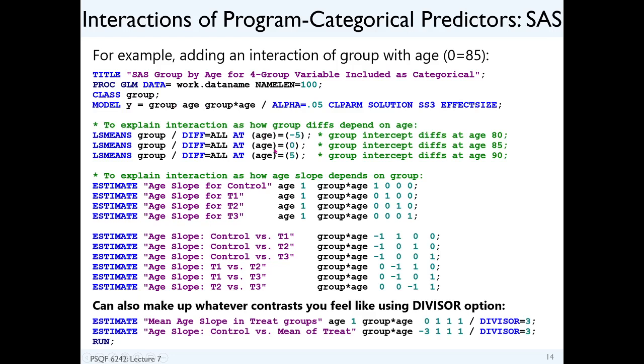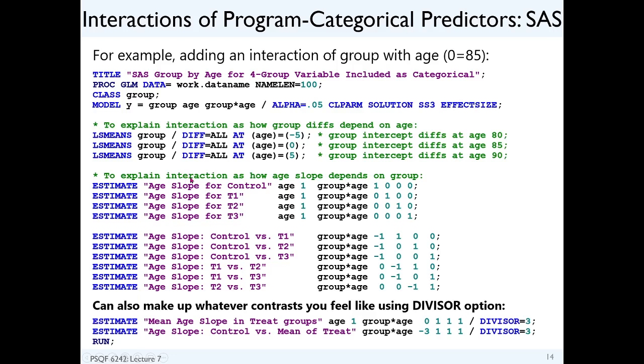And we have difference equals all, which gives us all possible pairwise group differences. So six differences at age 80, 6 differences at age 85, and 6 differences at age 90. I could ask for these for any ages that I wanted, but this would just be a way to sort of illustrate what's going on. I could use this information to make a plot, for instance, to show how group differences change as a function of age.